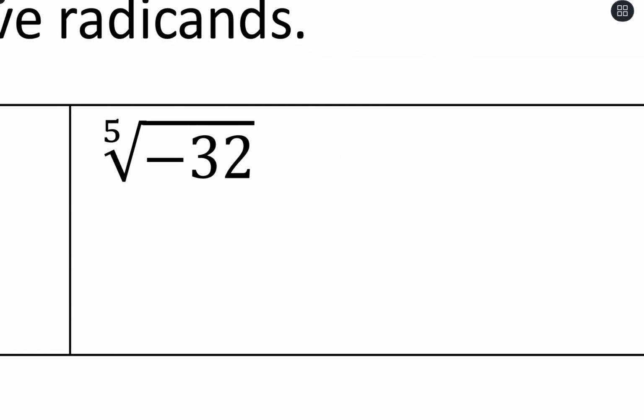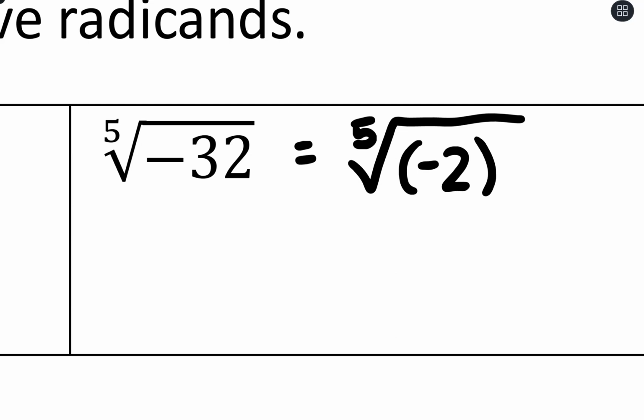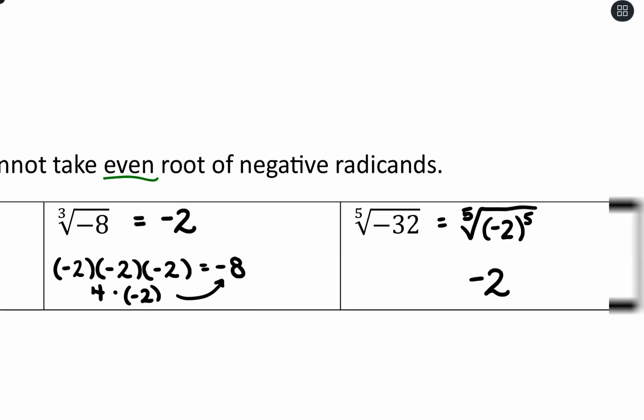Here, same thing, the fact that I could rewrite this as the 5th root of -2 to the 5th power. So with that, we would just have a result of -2, and it works out because of the odd index.